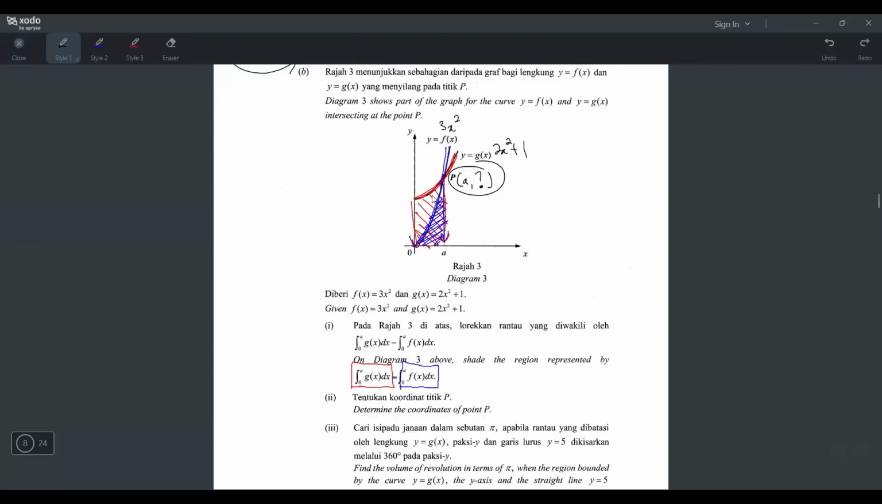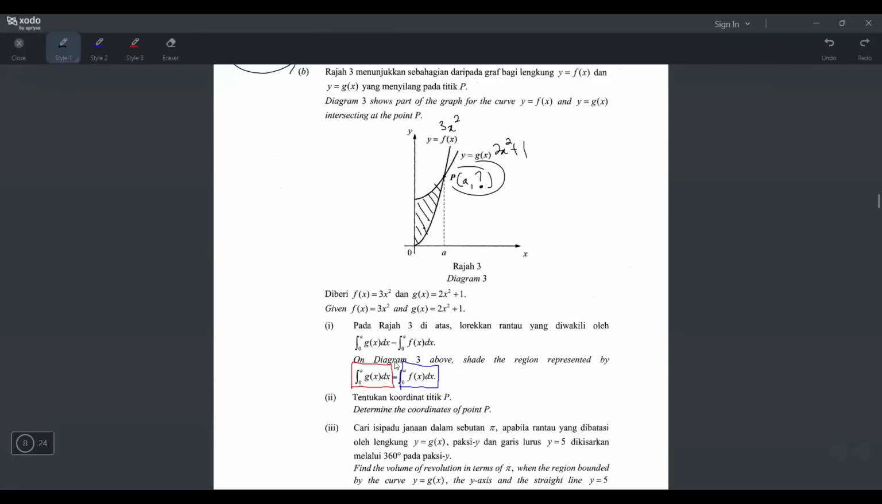Because I already know the answer is only here, right? Because the red color minus the blue color, you cut this one already, minus. So now I know the answer already. Now I will erase everything and shade the correct answer. Okay, so the answer is here.